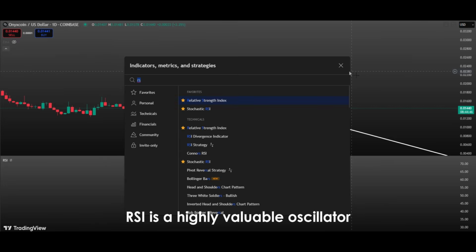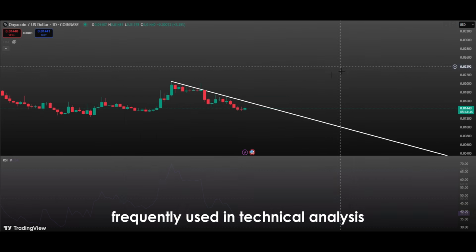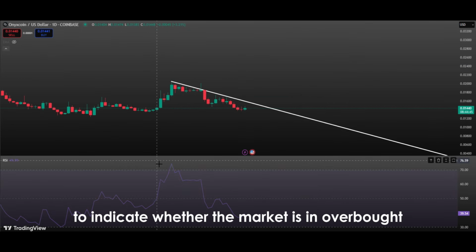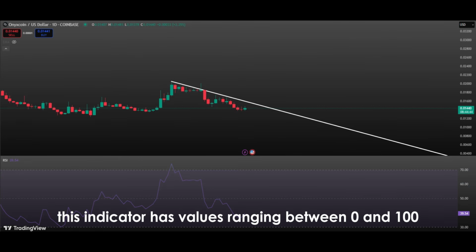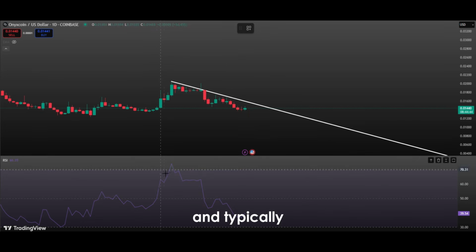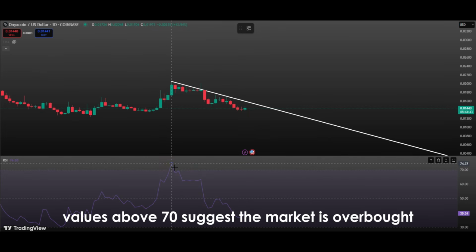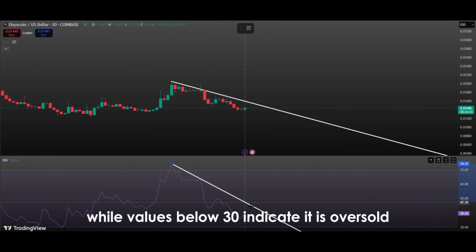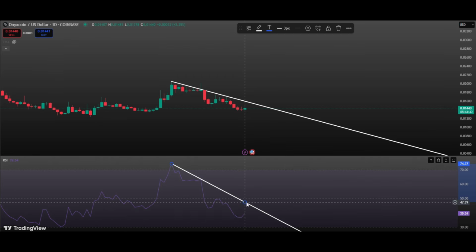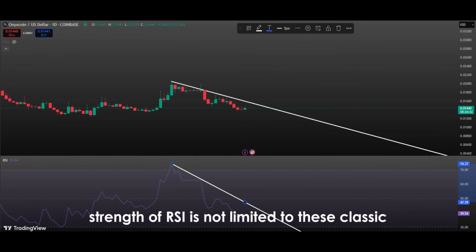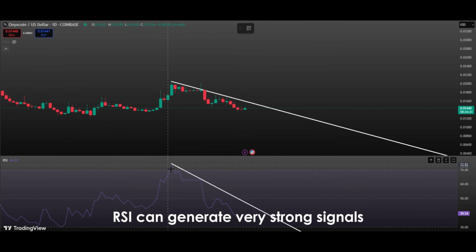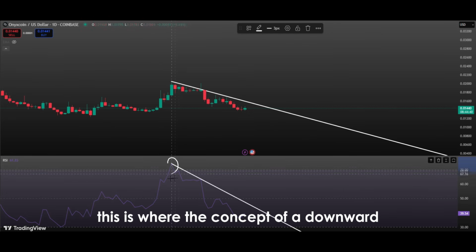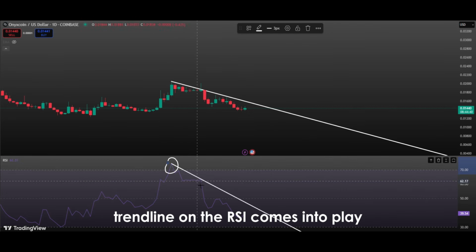Stay tuned. RSI is a highly valuable oscillator frequently used in technical analysis to indicate whether the market is in overbought or oversold conditions. This indicator has values ranging between 0 and 100, and typically, values above 70 suggest the market is overbought, while values below 30 indicate it is oversold. However, the true strength of RSI is not limited to these classic thresholds. When analyzed alongside trend lines, RSI can generate very strong signals. This is where the concept of a downward trend line on the RSI comes into play.